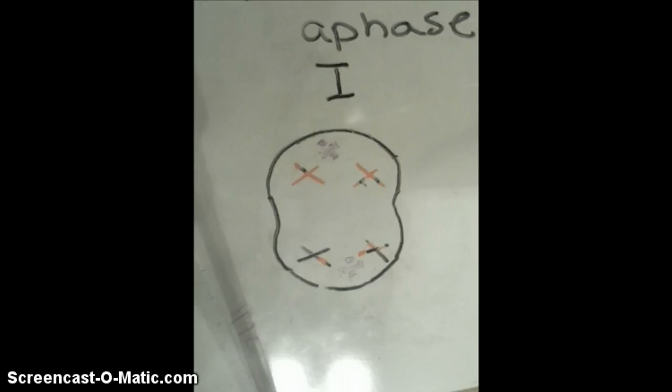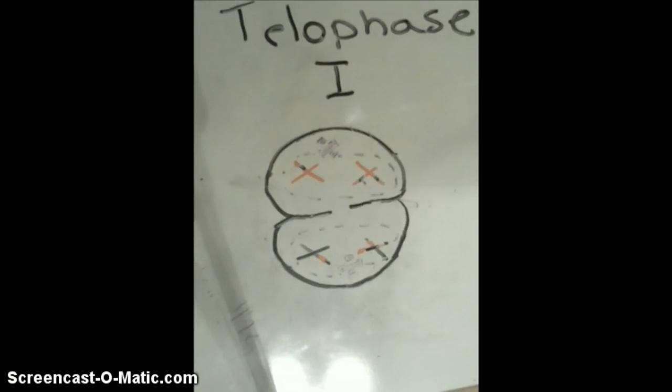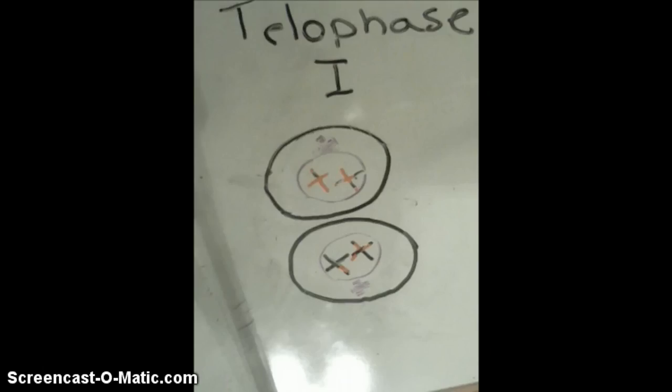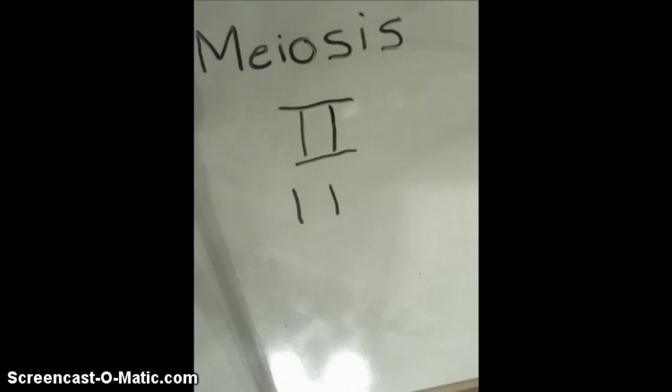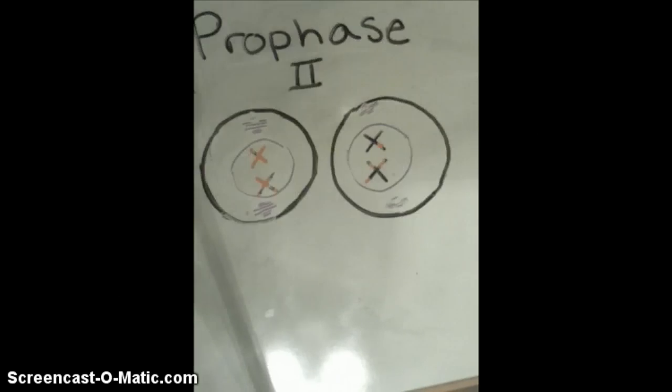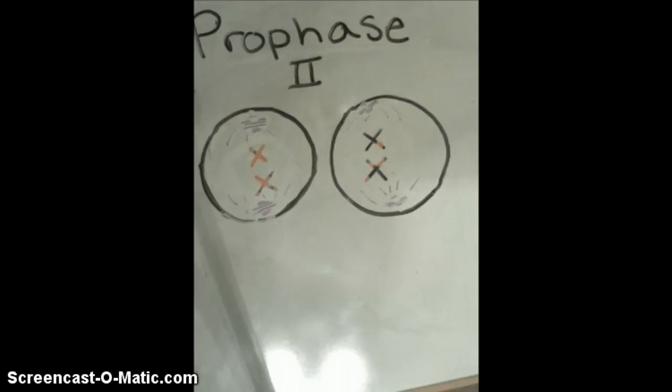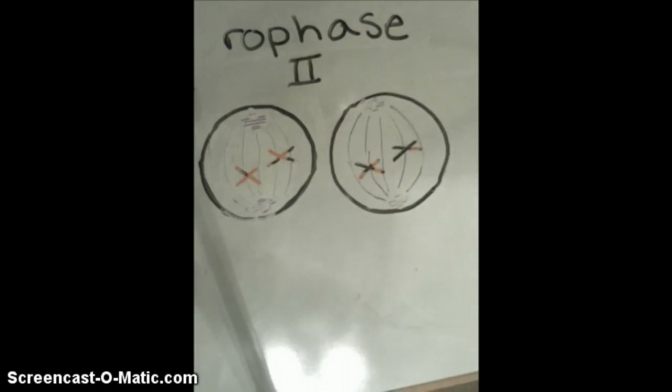In the final stage of meiosis 1, telophase 1, the chromosomes uncoil. The nuclear membranes are reformed, and the cytoplasm separates through cytokinesis, creating 2 identical haploid cells. Now begins meiosis 2. Meiosis 2 begins with a stage called prophase 2. During prophase 2, the chromosomes condense and become visible, and the nuclear envelope disappears.